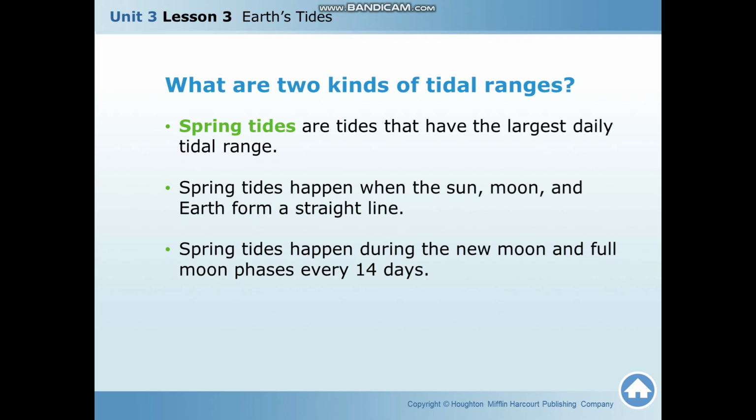Why do you think spring tides are tides that have the largest daily tidal range? Yes, if you have answered because the gravitational force of the sun and the moon adds up, hence creating greater gravitational pull towards the earth, makes higher high tides and lower low tides. That's why the tidal range is so high.